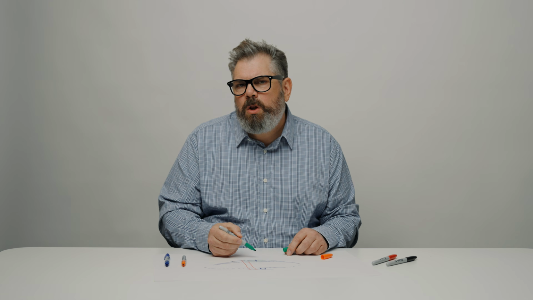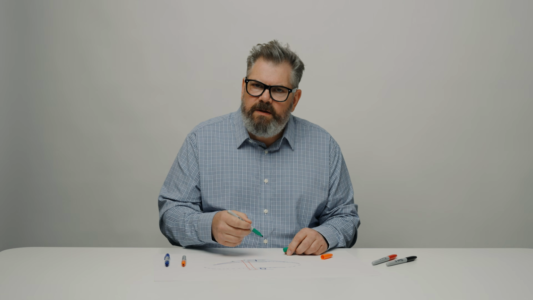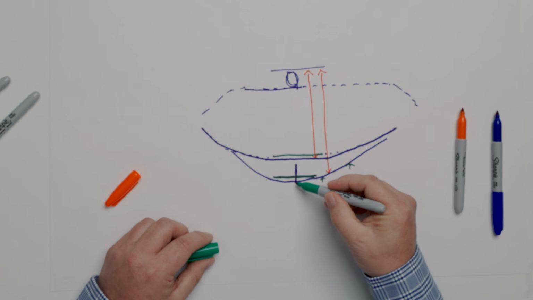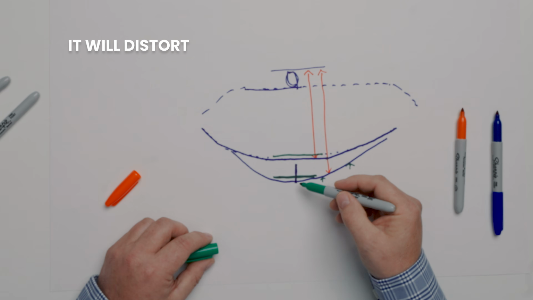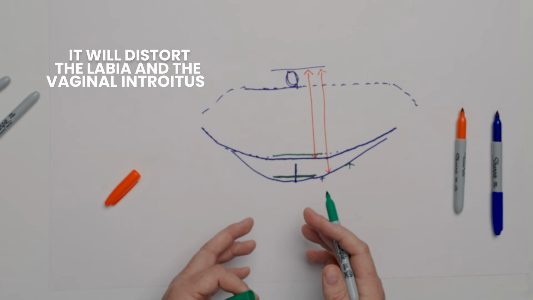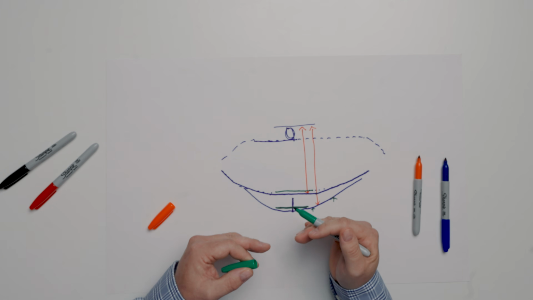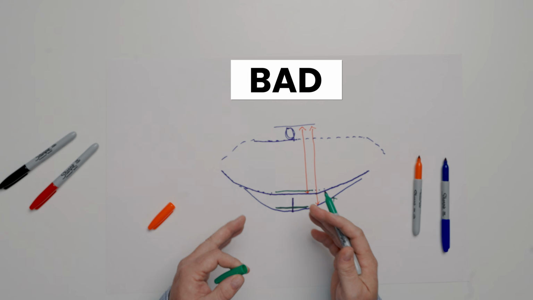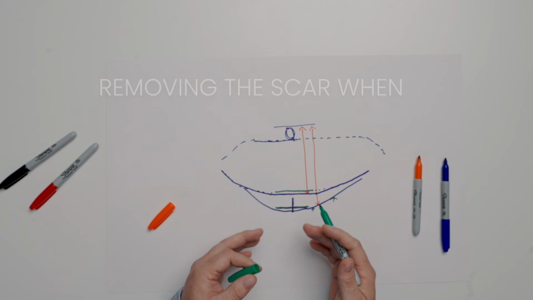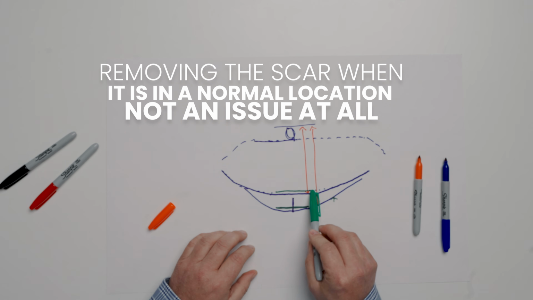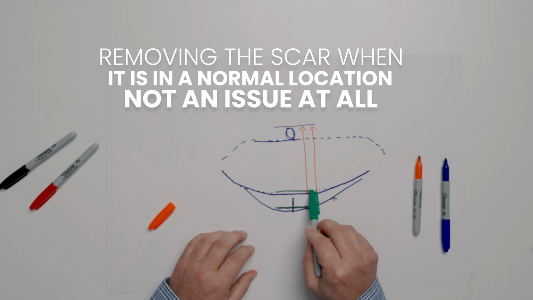is just too close to where the vaginal opening is and where the labia are. And so by removing that scar and removing the skin, it'll distort the labia and the vaginal introitus, and it'll pull it up too much, and it'll really give you a bad result. So removing the scar when it's in a traditional normal location, not an issue at all.